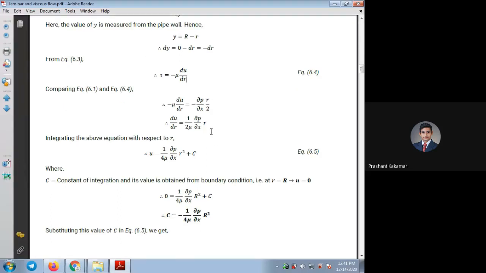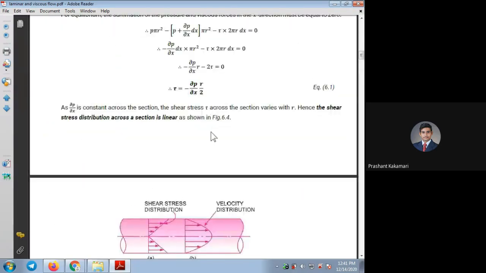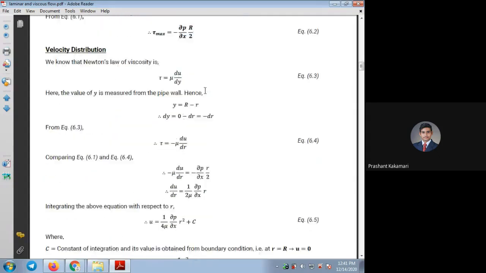So now you can equate or compare these two equations. 6.1 is the general shear force equation, tau equal to minus dou p by dou x into r by 2. In place of this, I am going to substitute equation 6.4, that is tau equal to minus mu into du by dr. If I compare both the equations, it will be minus dou p by dou x into r by 2 is equal to minus mu into du by dr.